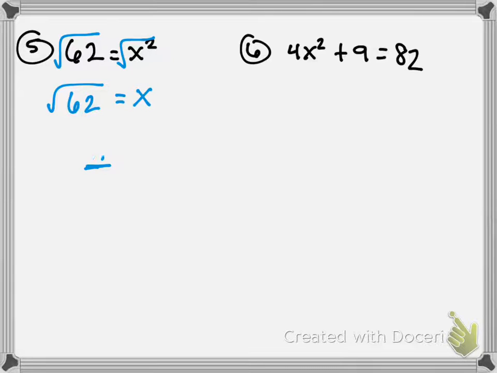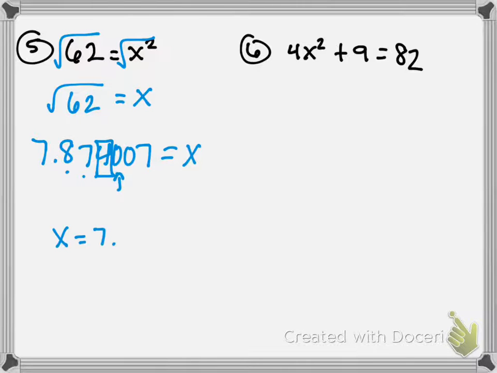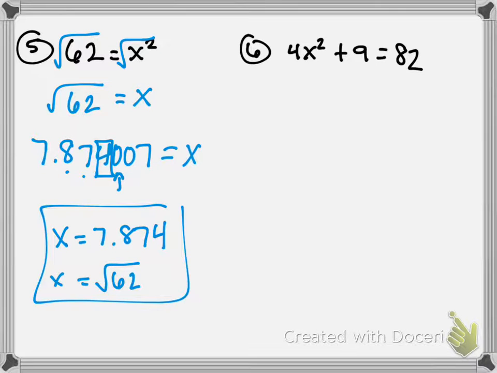All right, so what happens if I plug this into my calculator? Well, I would get 0.874007 equals x. I want to round to the thousandths. Tens, hundredths, thousandths is right here. My next number is a 0, so x would be 7.874. You can leave the square root of 62. That's totally fine. All right, how about the next one?